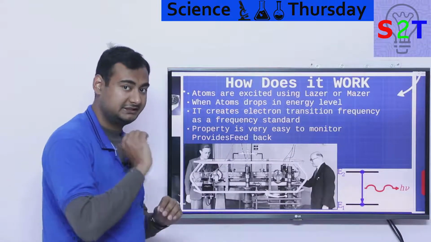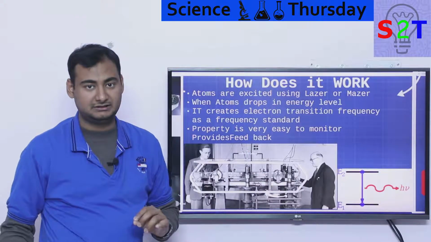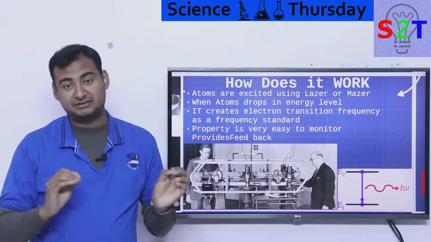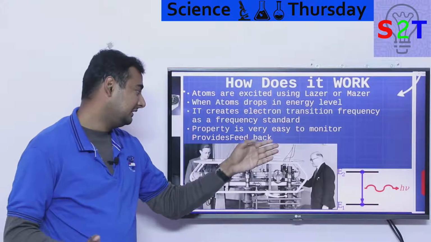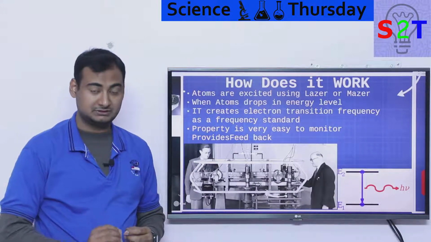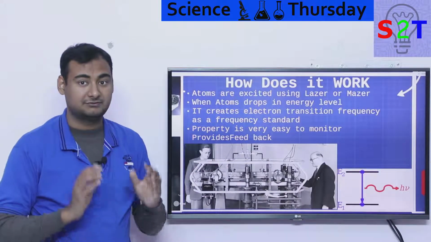Once the atom cools down, it gives off a signal. That signal is basically your driving frequency. That is your frequency standard. Now, if that frequency drifts off, it's very easy to detect, and then using that detection method you provide feedback. This is a closed loop. This is the core aspect of atomic clocks.